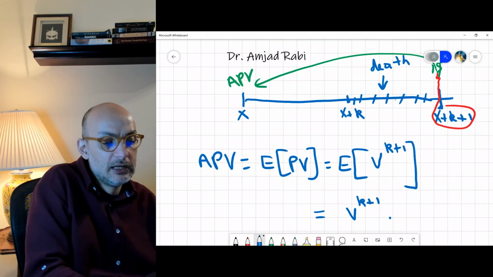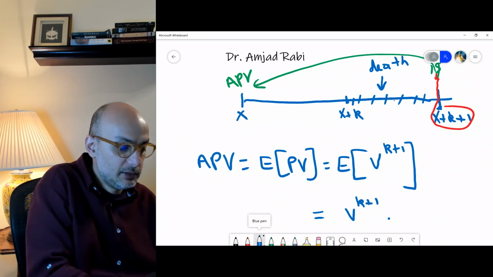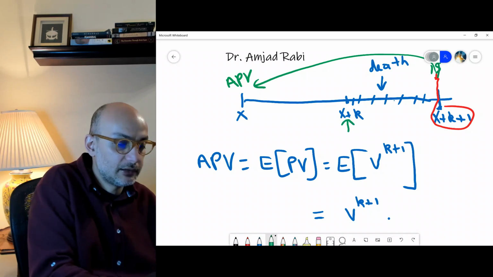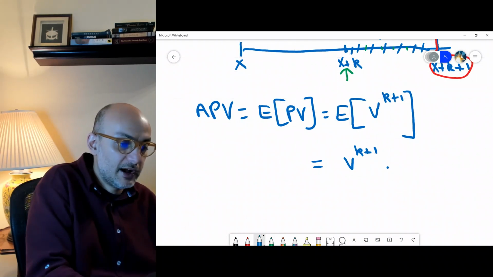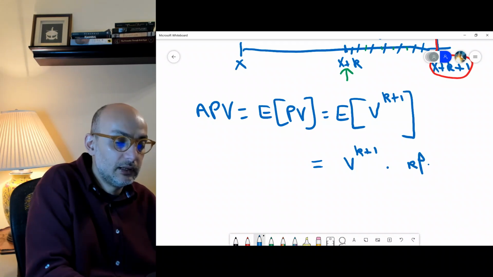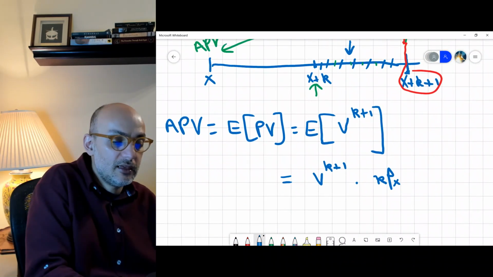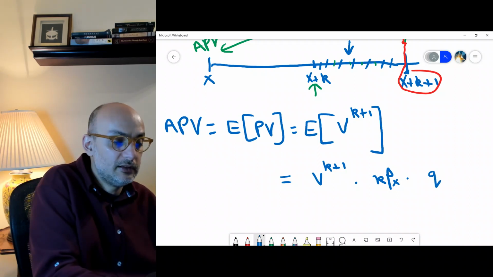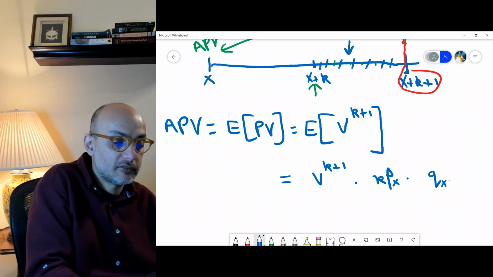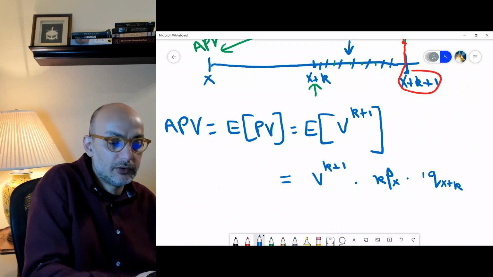What's the probability of surviving? You need to be careful here. The probability to survive here and die here. So we need to multiply it with the probability of surviving from X to X plus K, so multiplied by K P X. So the probability to survive to year K, and then death occurs in the next year, so we multiply by Q, for death here, at age X plus K.